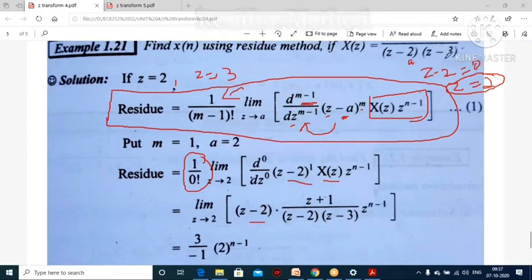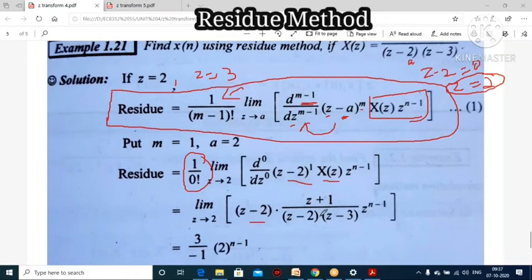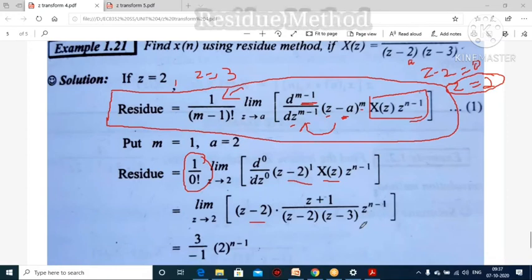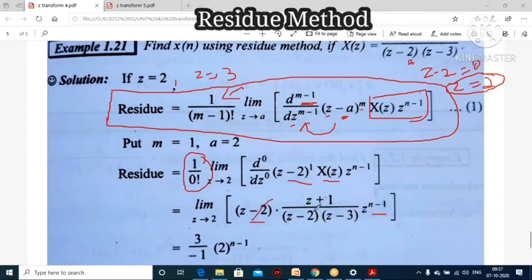X of z is the question. So the given problem is X of z is (z plus 1) divided by (z minus 2) into (z minus 3). I substitute here, then into z power n minus 1. Now inside this bracket, these two terms are equal, so I cancel them out. So finally, you just substitute this limit value here.